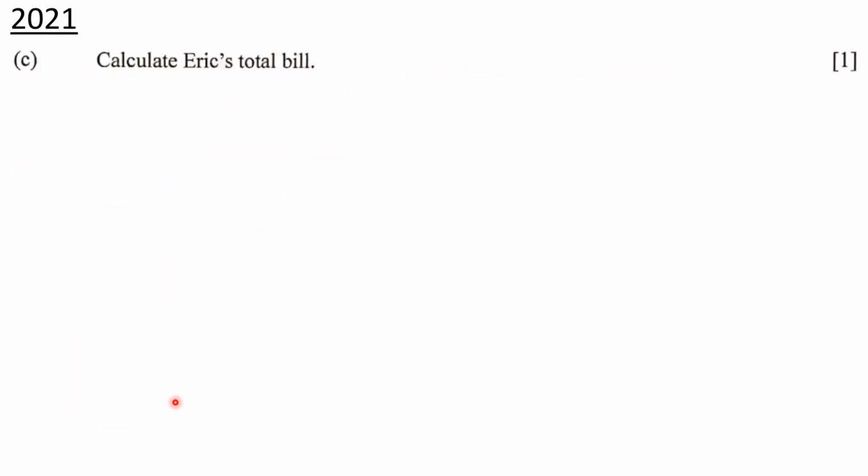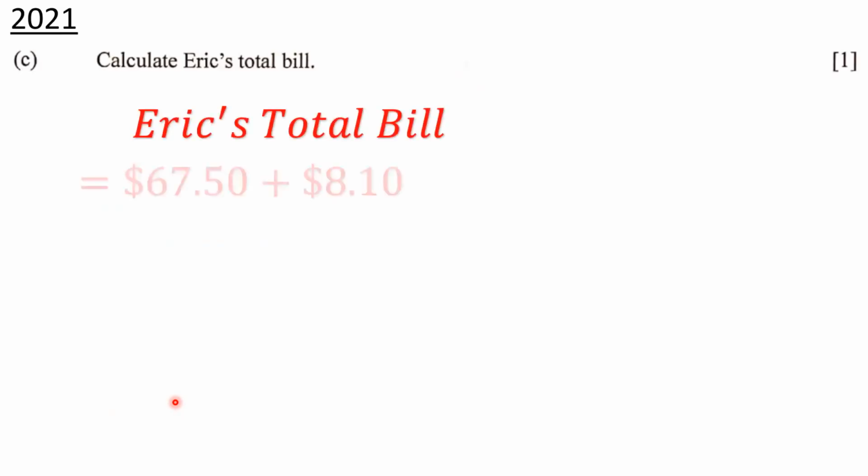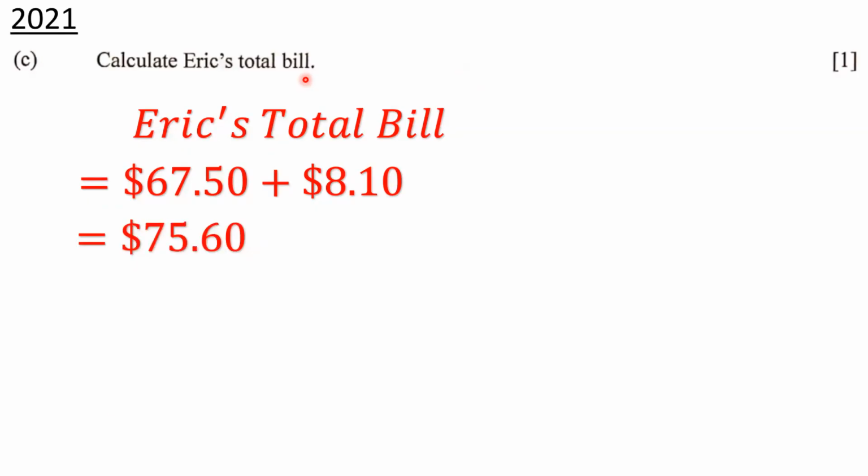Now we have Eric's total bill. So the total bill is going to be the total amount plus the VAT added. Okay, so the total bill is going to be the total amount that we found earlier, plus the value added tax, which is $67.50 plus $8.10, and we get $75.60.